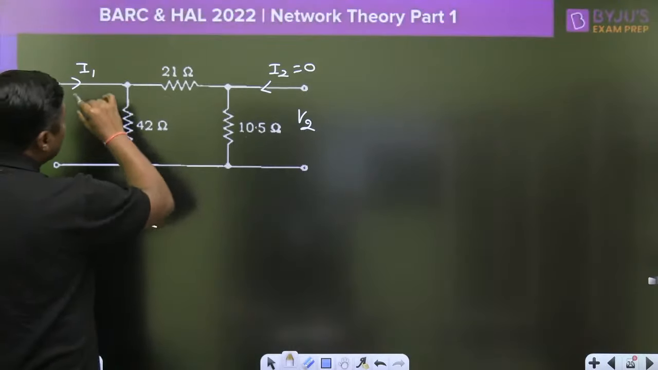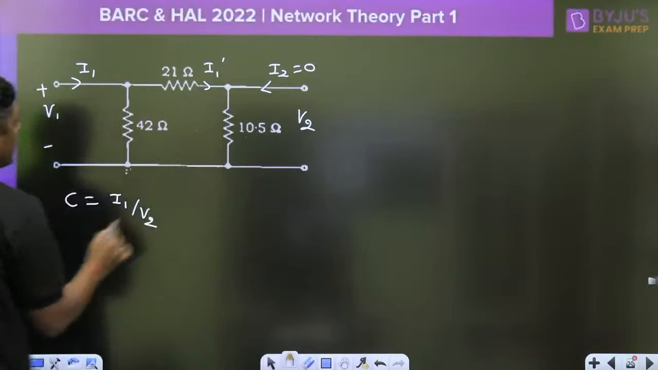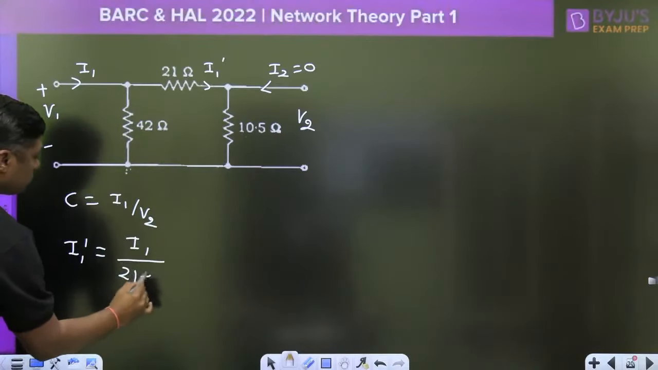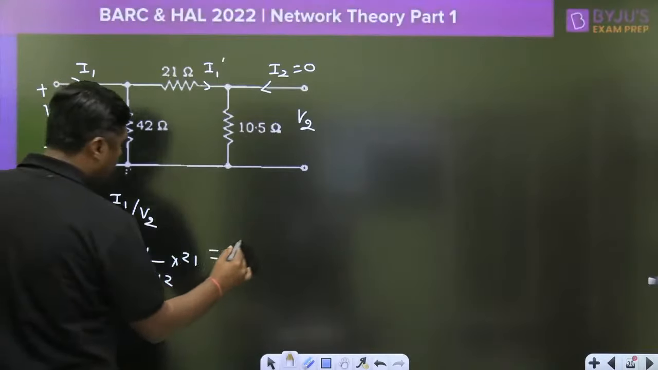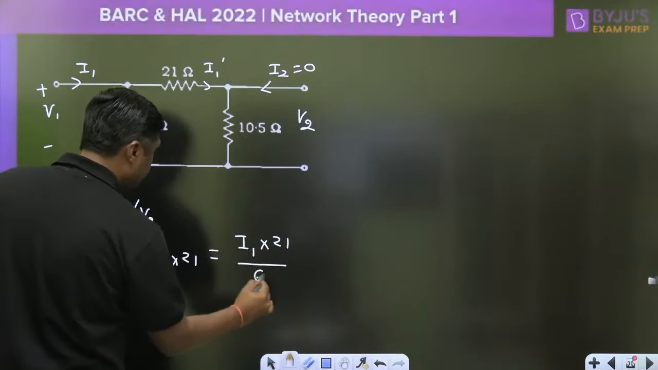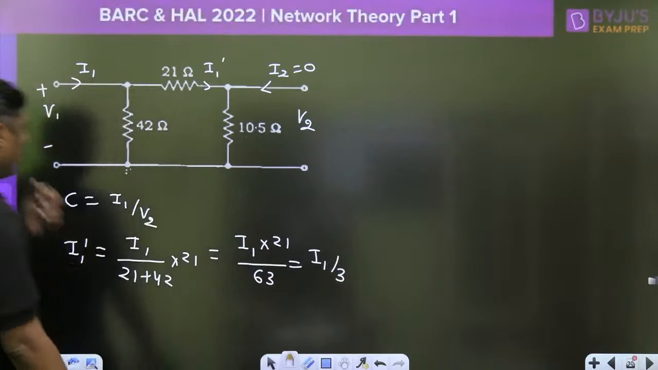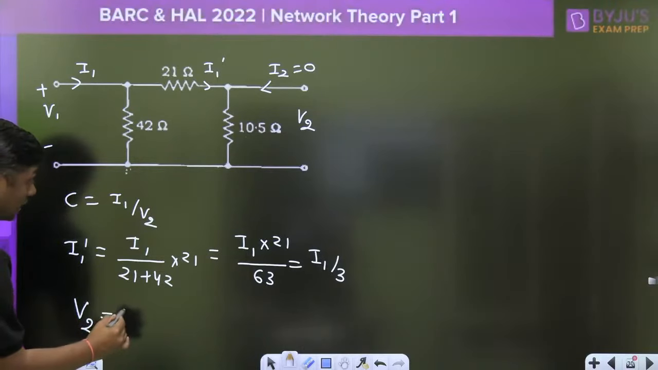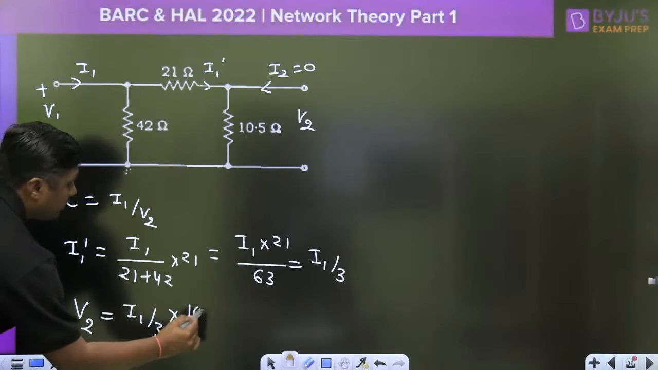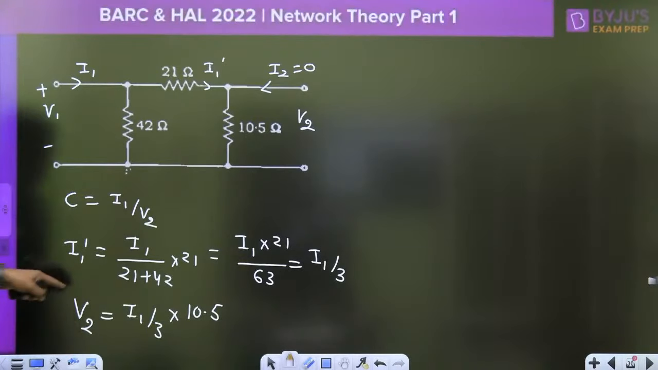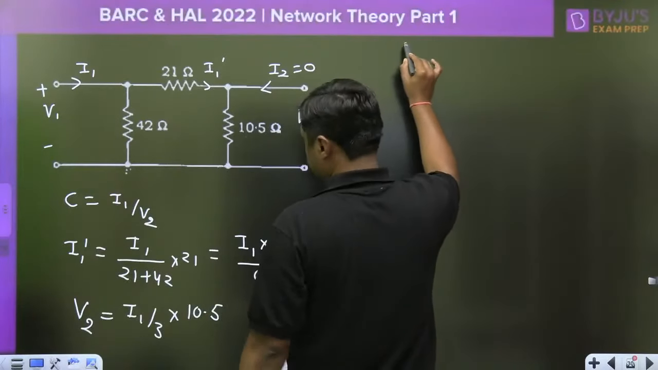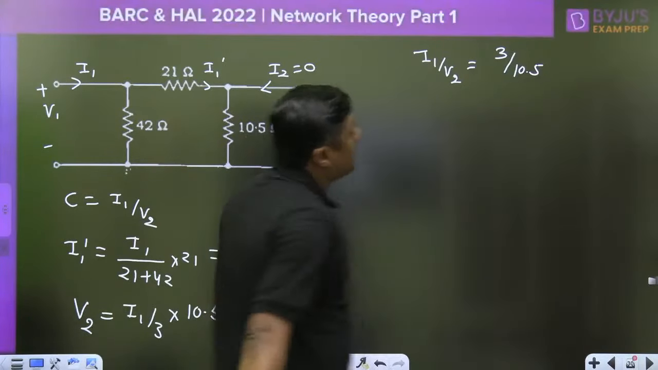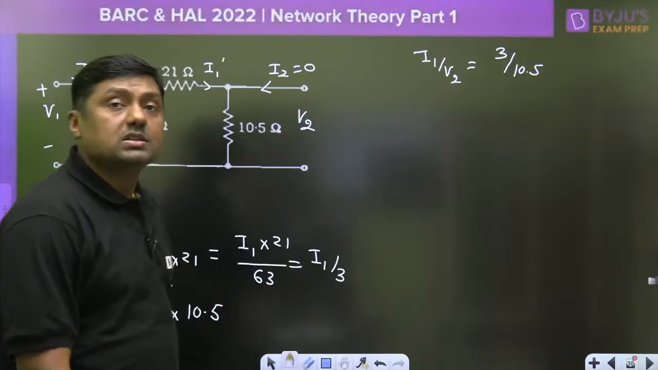You can use the current division rule. Let us say we have the I1 dash. So what is the I1 dash? I1 divided by 21 plus 42, into what? 21. It will become I1 into 21 divided by what? 63. That is I1 by 3. So I1 dash is I1 by 3, and it is multiplied by 10.5. So V2 will become I1 by 3 into 10.5. Now we have to calculate I1 by V2, so this by this you can calculate. I1 by V2 is equal to 3 divided by 10.5. Okay? Yes. What is the answer you are getting, everyone?